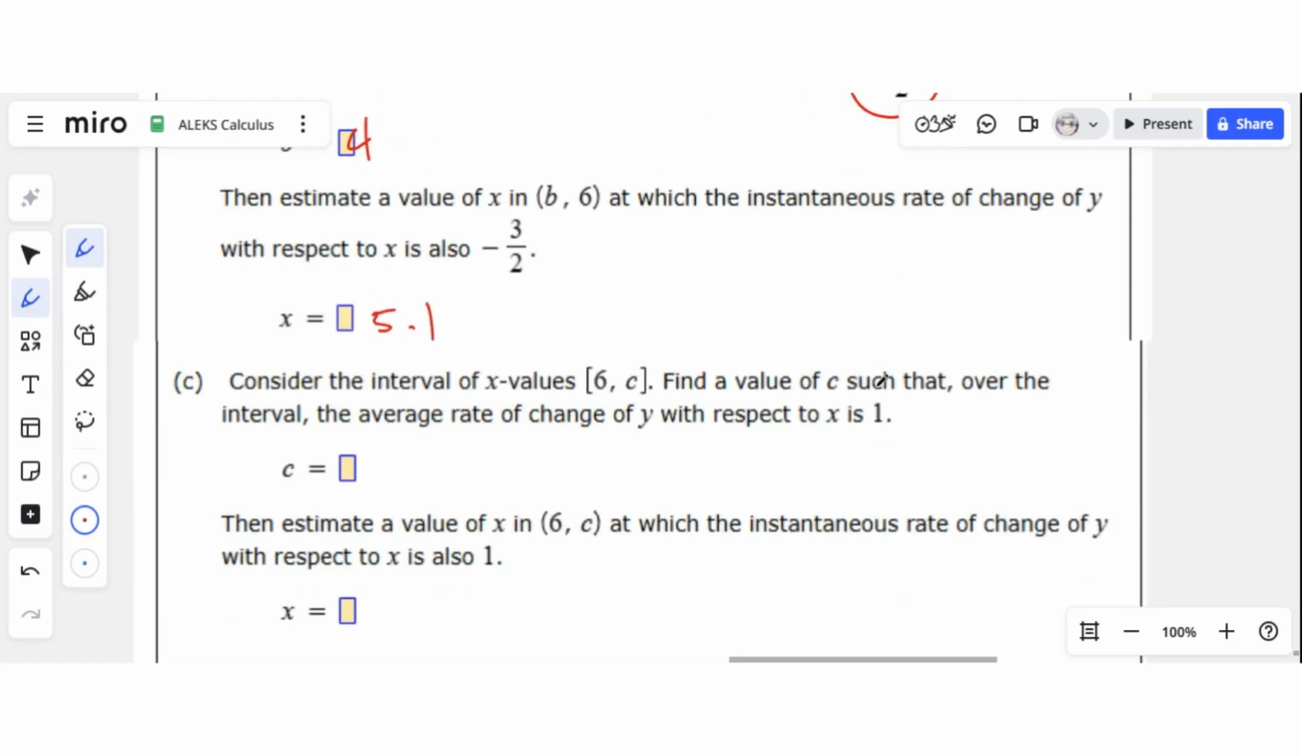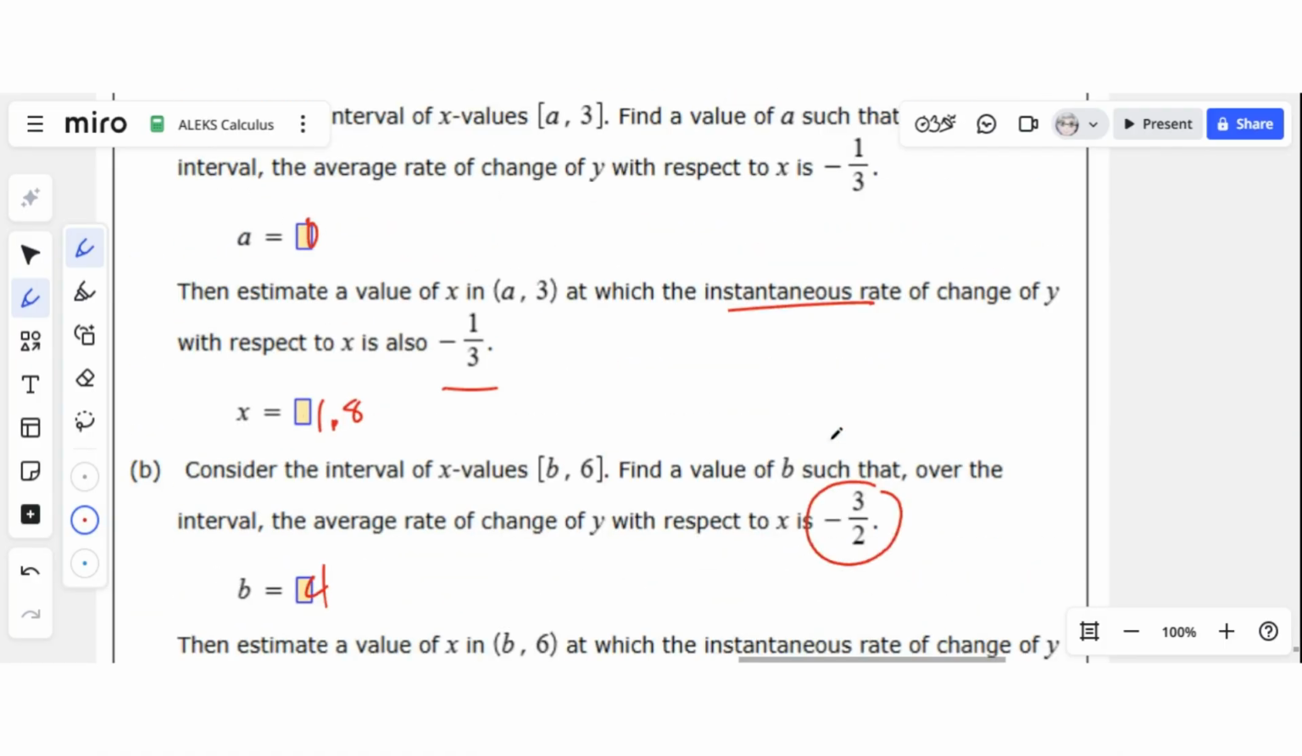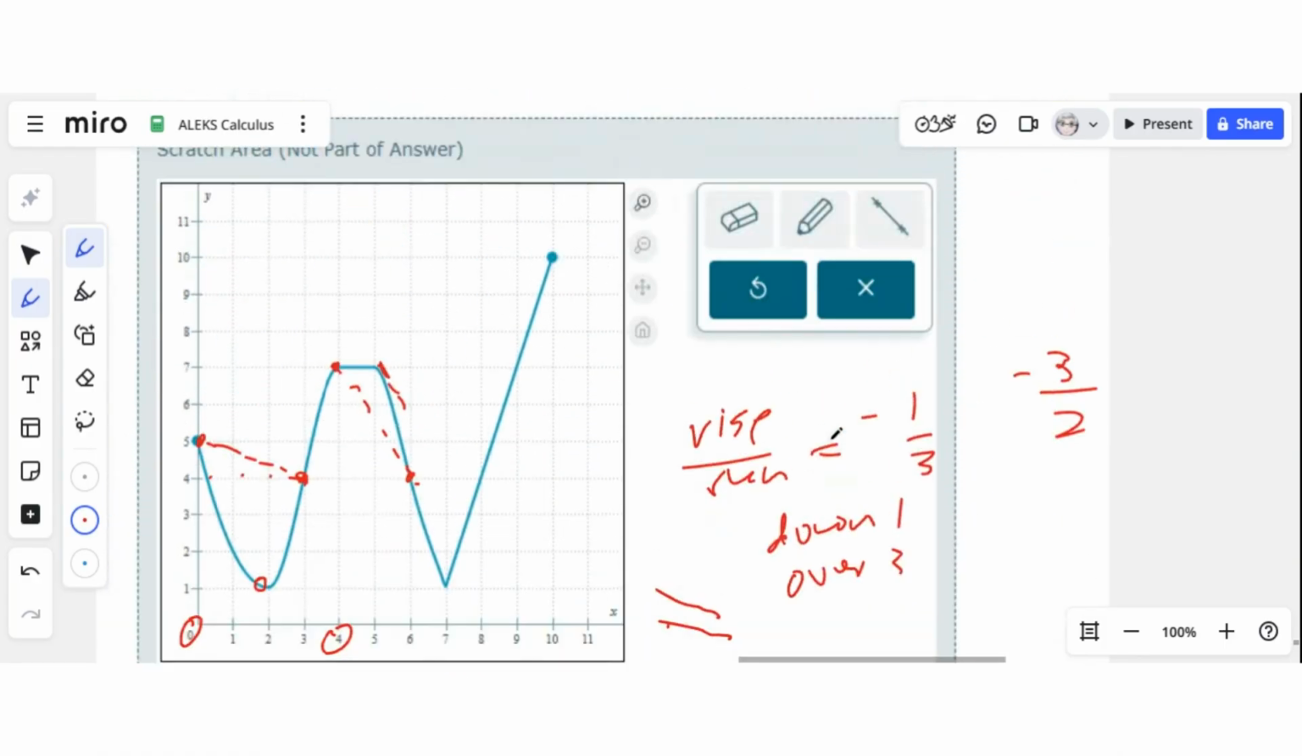Okay. Now it says consider the interval of x values from 6 to c. So starting at 6 and going to some other number, find a value of c so that the average rate of change is 1. So starting here, here's 6. We want a slope of 1, which you can think of as 1 over 1. So up 1 over 1.